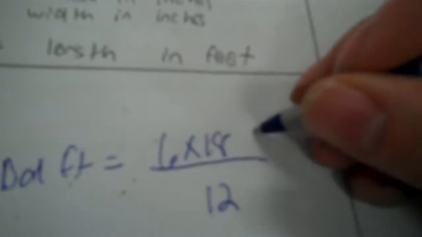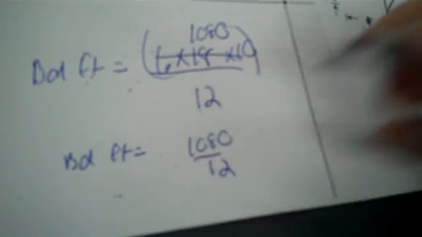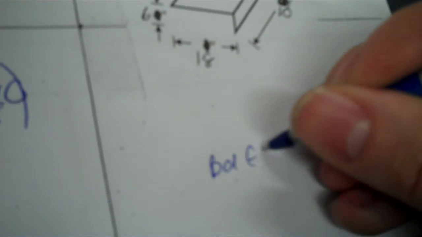Okay, T, it's 6 times 18 times 10. And again, that's a parentheses. It's all times. So 6 times 18 times 10 is 1,080. So we now have 1,080 divided by 12. And then that gives me 90. Okay. Board feet equals 90.